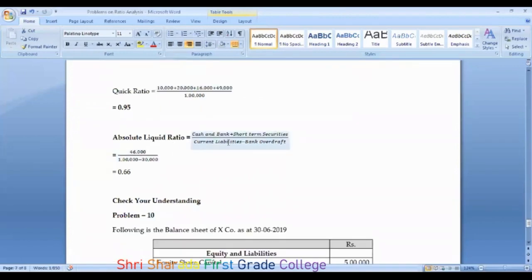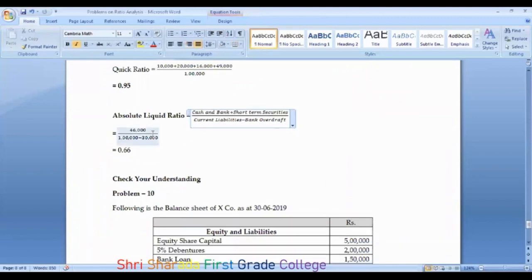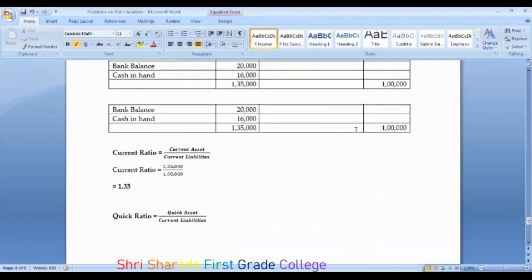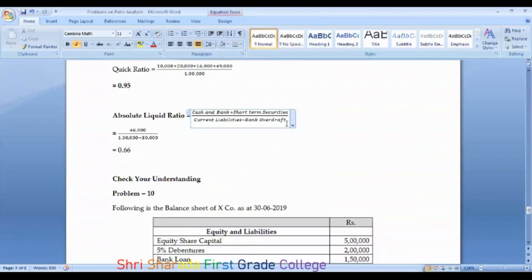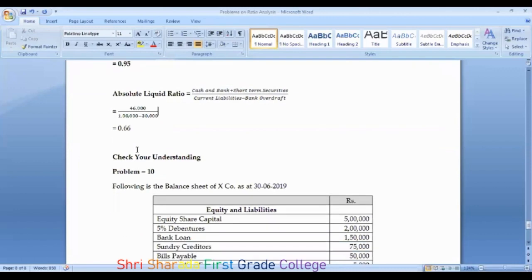Absolute liquid ratio: cash and bank, which indicates the cash information and any short-term security, and it includes the current liability minus bank overdraft. This we have already discussed when I was dealing with the formulas. So 46,000 divided by current liability, which was 1 lakh; bank overdraft is given here. Any bank overdraft or any miscellaneous income received in advance will be deducted here. So 30,000, which gives you 0.66.